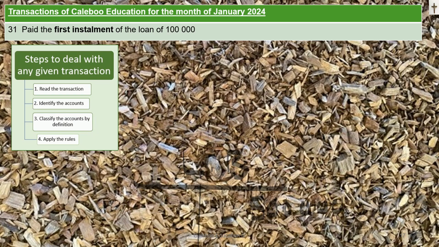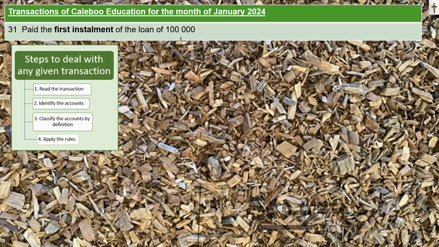500,000 because it was an increase in liability. But now we're going to pay back 100,000. We're going to end up debiting this account with 100,000. And if we said 500,000 minus 100,000, the new balance of the loan will be 400,000. But how do we record this transaction?